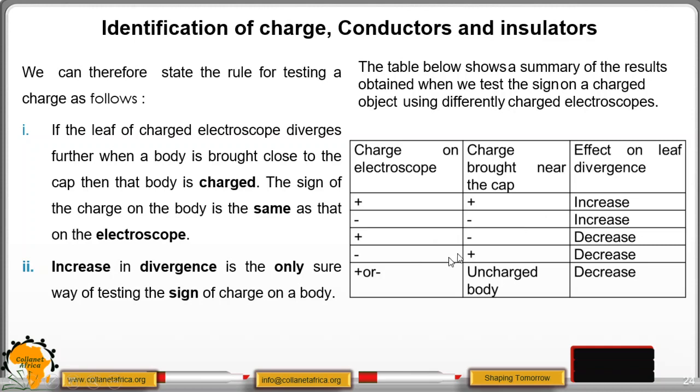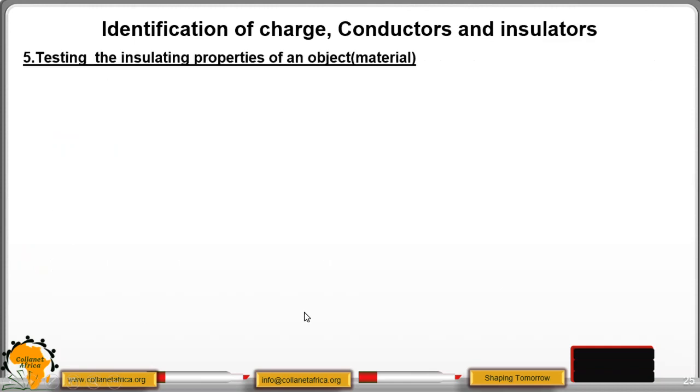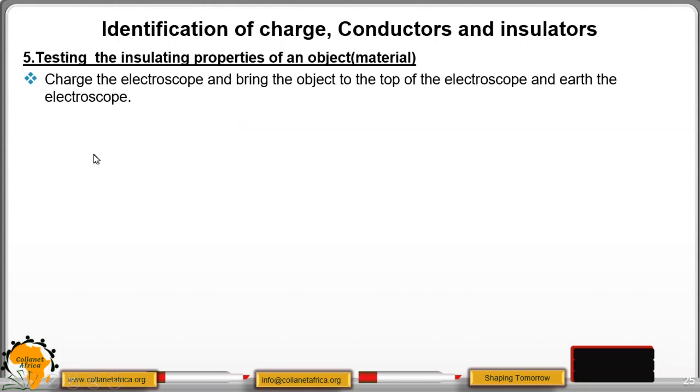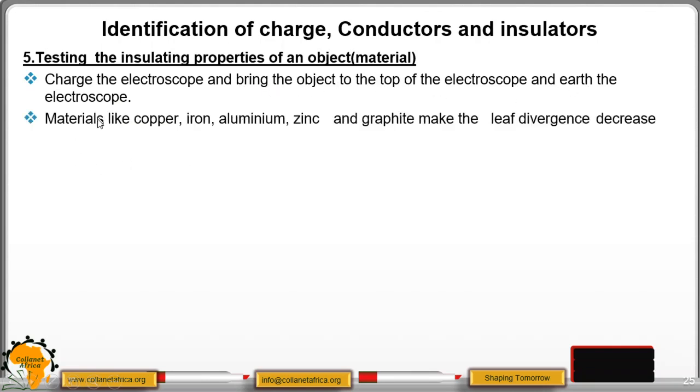So, the way we have said, increase in divergence is the only sure way of testing the sign of charge on a body. Then we move to testing the insulating properties of an object. That is, we want to test whether a body is a conductor or an insulator. In this case, we first charge the electroscope and then bring the object to the top of the electroscope.